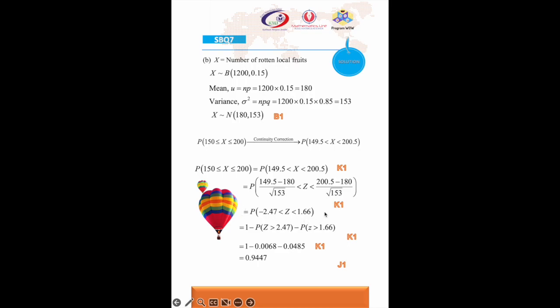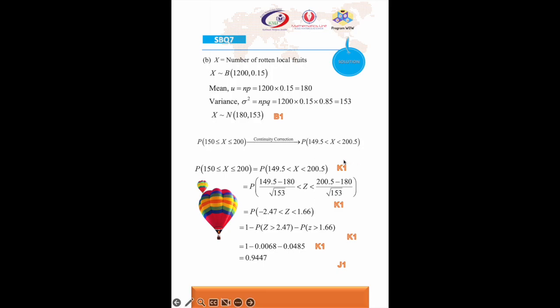Once you have reached that, you need to draw the bell shape, and we need to know that this is on the negative side. So let's say this is your bell shape, with a negative side and a positive side. To get that, you can either split or you can do 1 minus this. 1 minus the left, but without the negative, and then this is z greater than 1.66. Then from the table you're gonna get this, and you're gonna get J1 for 0.9447.